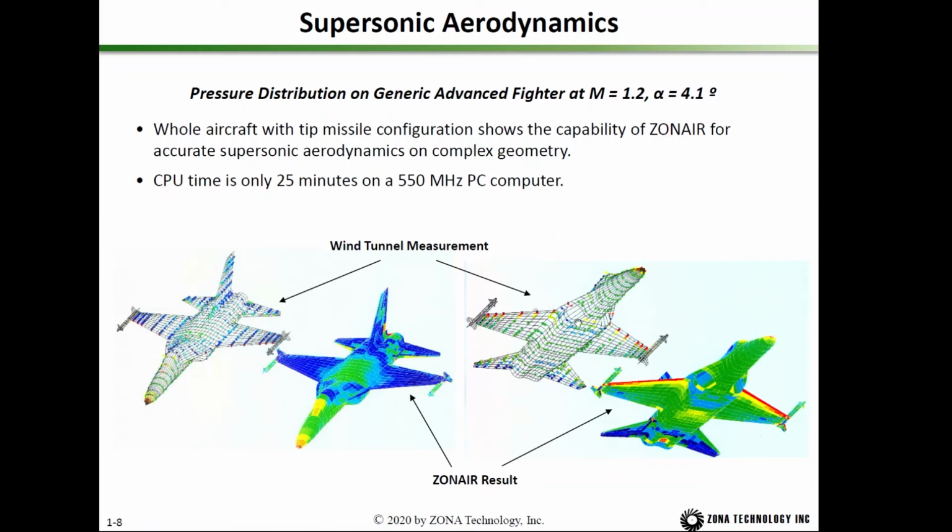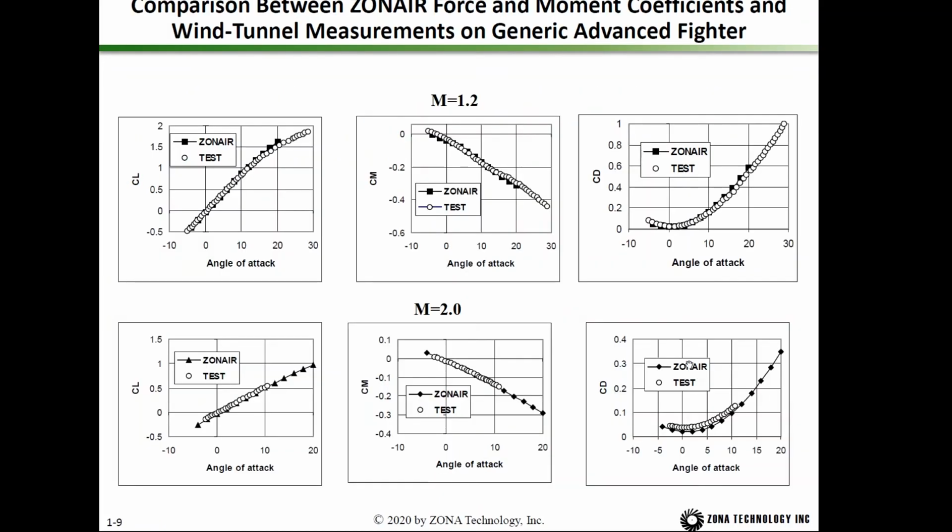And this is the lower surface measured by wind tunnel testing. And this is the ZONAIR computed CP on the upper surface. This is the ZONAIR computed CP on the lower surface. They are very similar. And also for this generic elevated fighter at Mach 1.2, Mach 2.0, we compare the CL, CM, CD between the ZONAIR computed result, which is shown by the black solid square, and the open circles are the wind tunnel test. You can see we can get very good agreement.